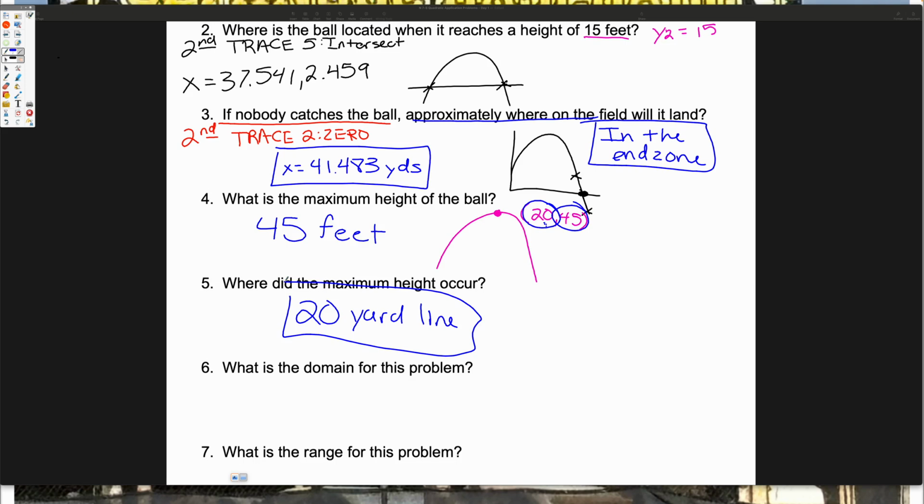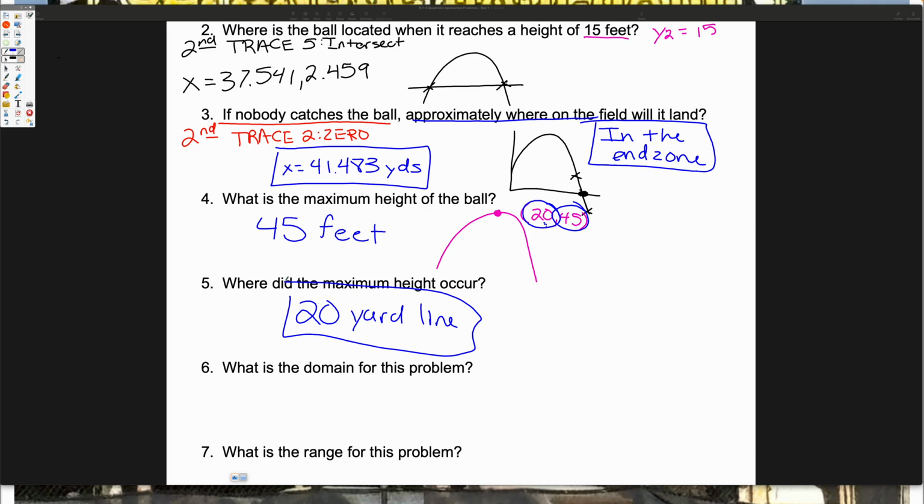All right, now the domain. What is the domain for this problem? No. That has been the domain for all of our quadratic questions up until this point, okay? When you start using real-world applications, the reason being, my domain is my x values, right? The distance traveled, okay?